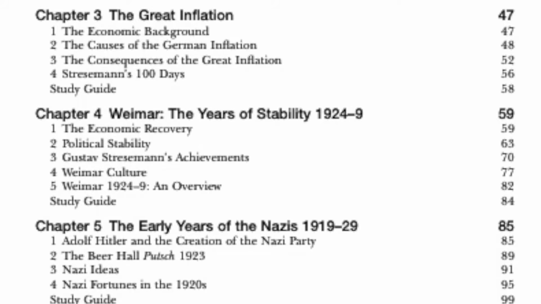Prices were changing from morning to afternoon to evening. And it all comes to a head there in 1923, 1924. There we see Chapter 4, Weimar, the Years of Stability, 1924 to 29.